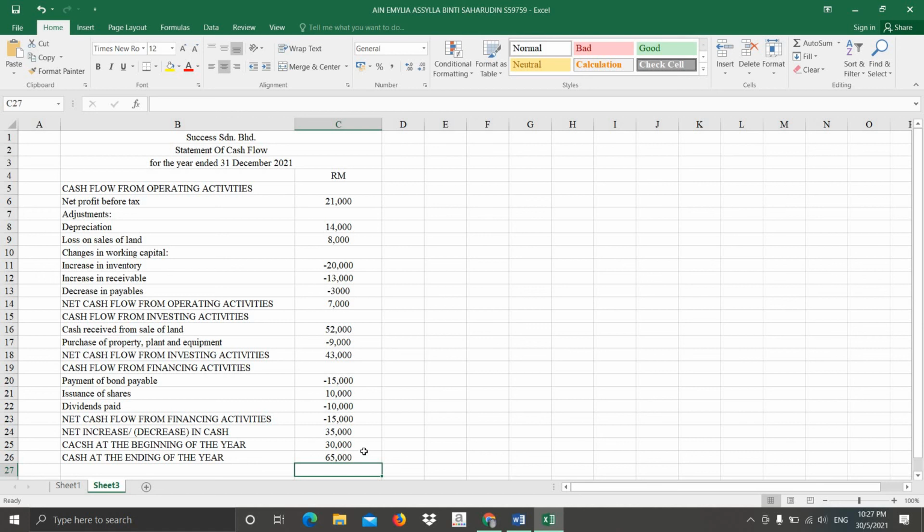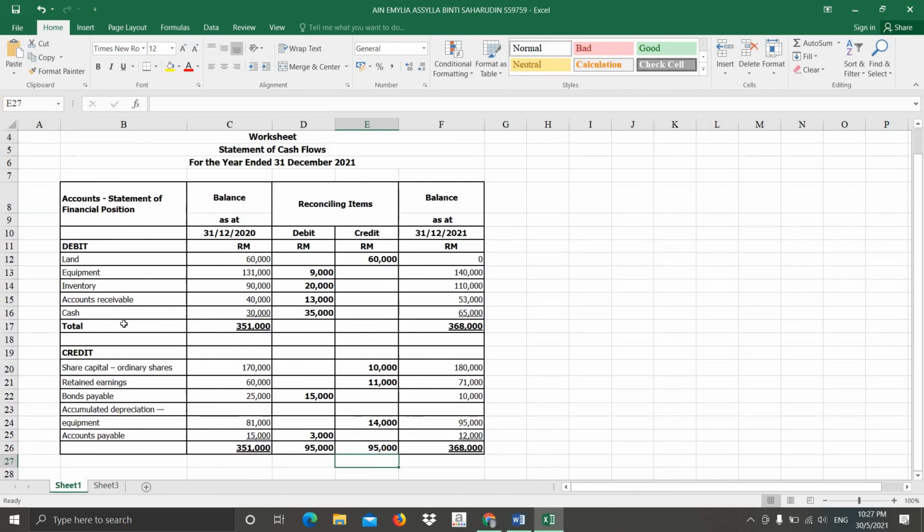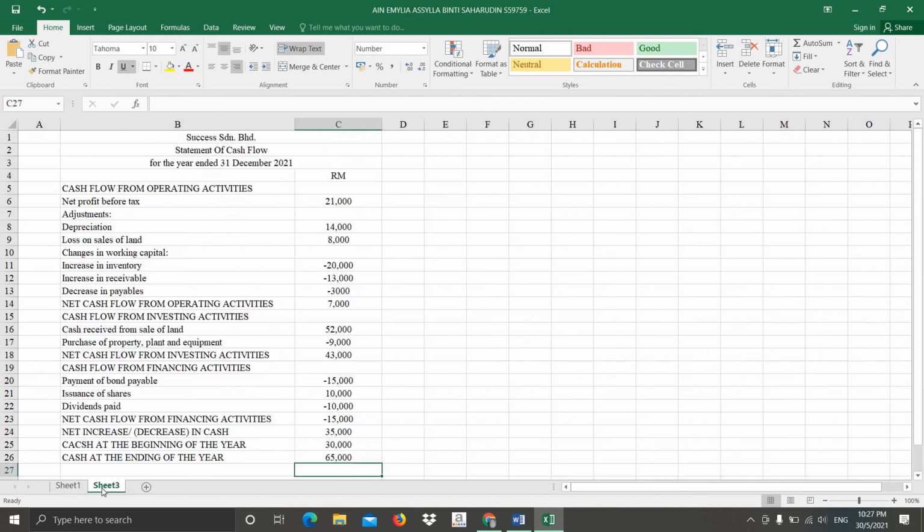The 65,000, this amount needs to be the same with the ending balance of the cash at the worksheet that we completed before, which is 65,000. So if it's the same, then our worksheet is not in a wrong condition.